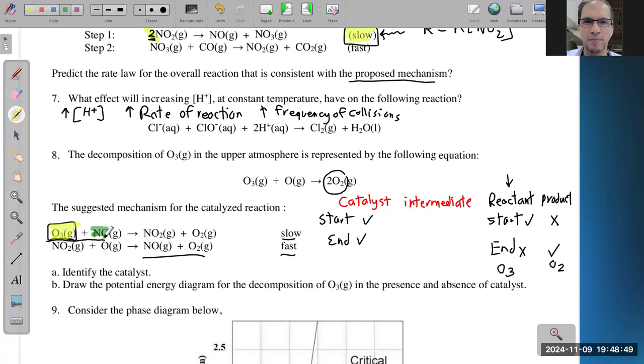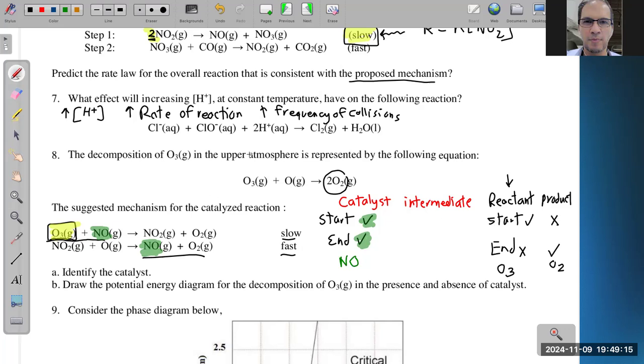This NO I can see it with the reactant صح؟ هل هو reactant ولا catalyst؟ It's not a reactant because if it is a reactant what should happen at the end? It should disappear. لكن انا لسه شايفه هنا صح؟ I can still see it here. So since I can see it at the beginning and I can see it at the end, it's called what? A catalyst. Like who? Like NO.